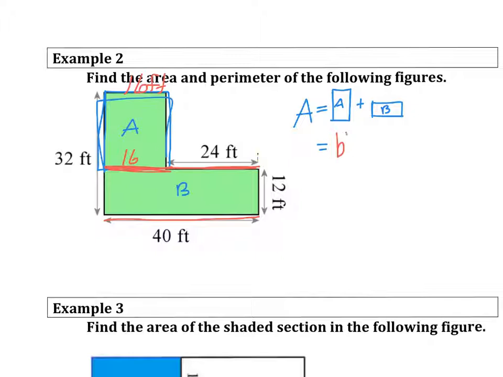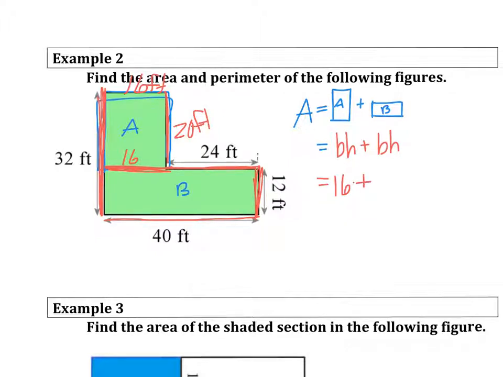So for A, I have base times height, and B is base times height. But I don't want to get them confused, because they're different. Our base is 16 for our first one. And then the height, so we know it's not going to be 32, because 32 is the whole way. But we've already used 12. So then that would make this piece 32 take away 12, which is 20. So this side's going to be 20 feet.